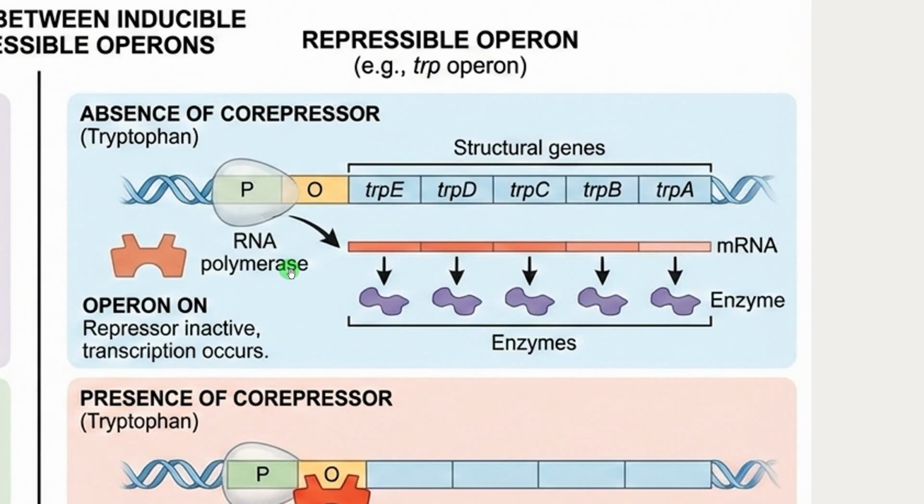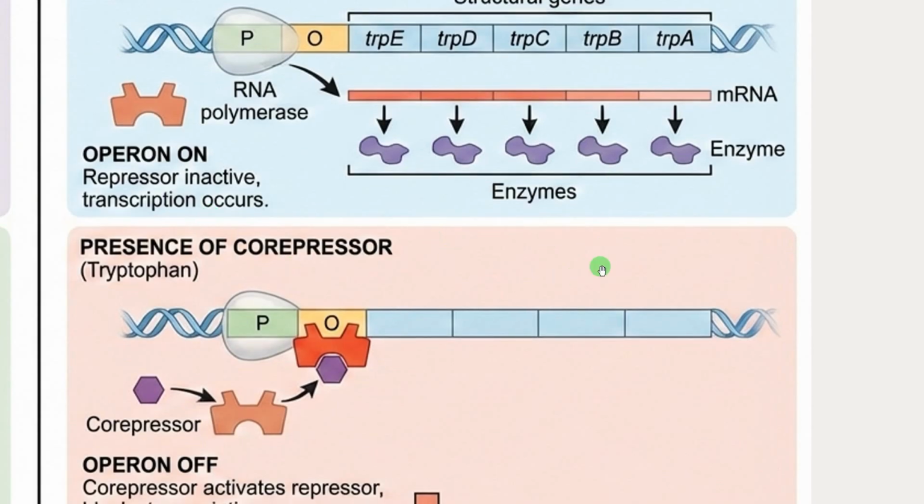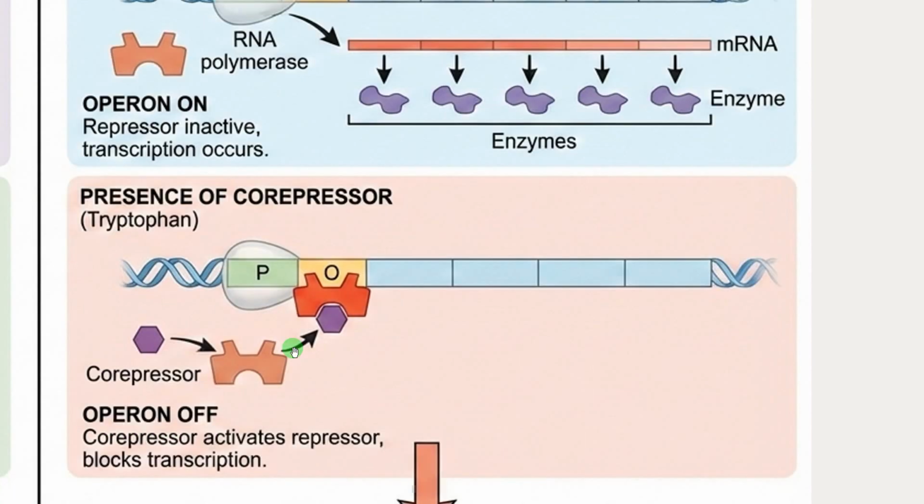In the presence of co-repressor, when the product becomes abundant, tryptophan acts as co-repressor. It binds to the repressor and activates the repressor. Now repressor binds to the operator and prevents the movement of RNA polymerase for transcribing the structural genes, actually repressing the transcription of structural genes. That is why it is called as repressible operon.